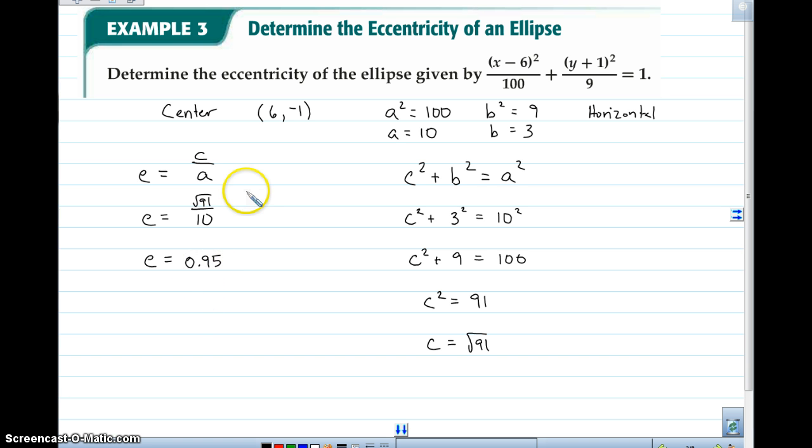You can just round to 2 decimal places, and that is a pretty narrow ellipse. That means that the distance from the center to the focus is almost the same as the distance from the center to the vertex. And that makes sense because look how much bigger a is than b. It's going to be a very narrow ellipse for this one. So it's got an eccentricity of 0.95.